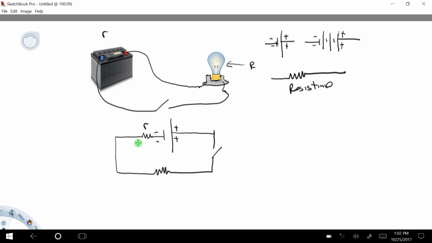So the point of this question was just how to draw a circuit diagram for a physical problem. Hopefully I've demonstrated that for you.